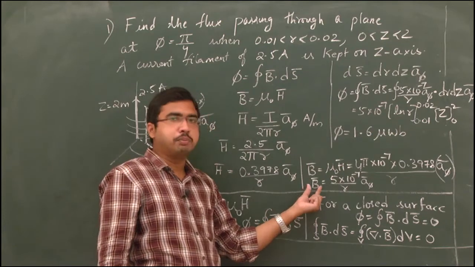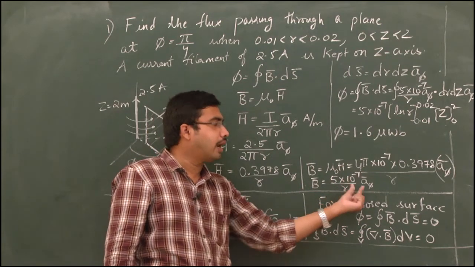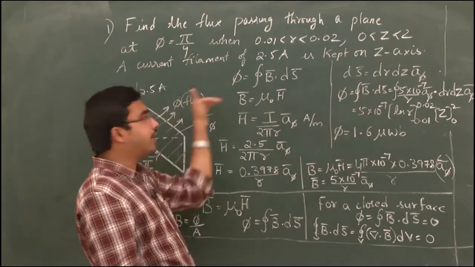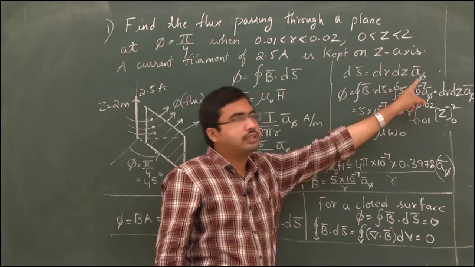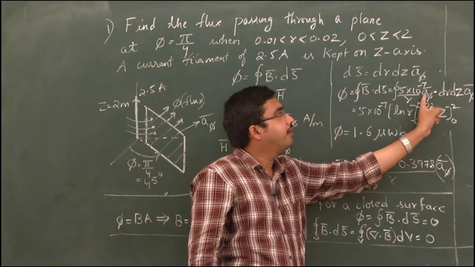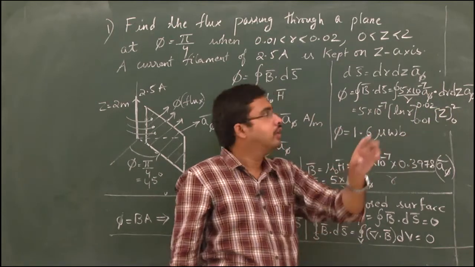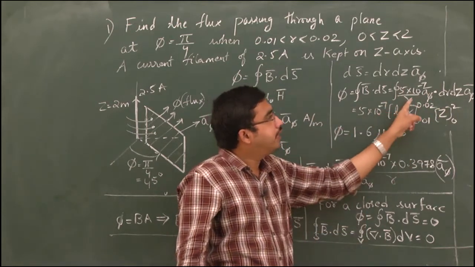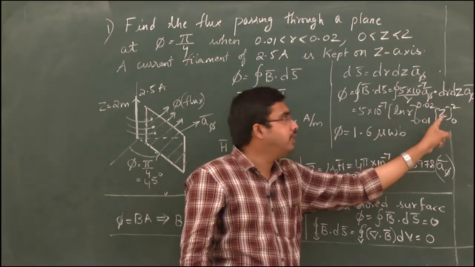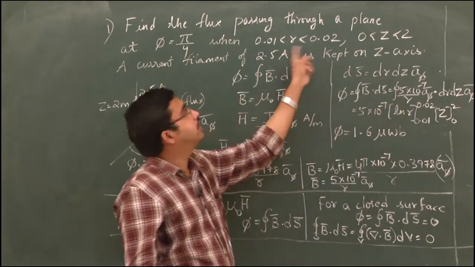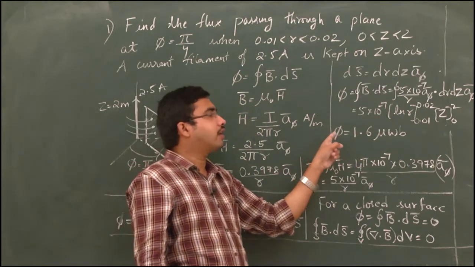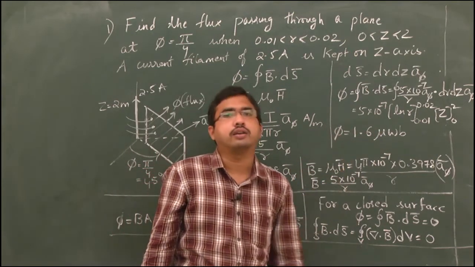B bar we have already simplified, that is 5 into 10 power minus 7 by r into a phi bar. And ds bar in cylindrical system, when looking from phi side, is dr dz a phi bar. So take the dot product of these two, a phi dot a phi is equal to 1, and after that integral 1 by r dr means log r, and integral 1 dz means z, and substitute those limits for r and z which are given in the question. So after simplifying, you will get the flux phi value as 1.6 microwebers.